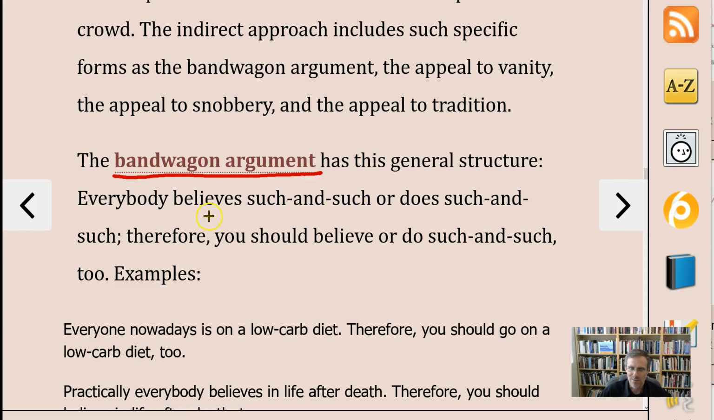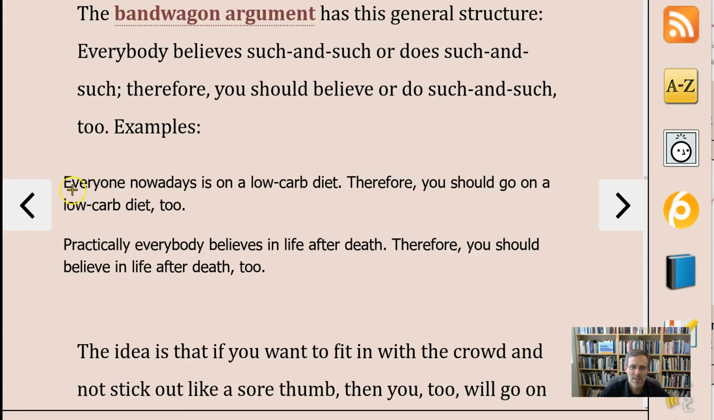The bandwagon argument proceeds by someone saying, well, everyone else, that's the rest of the crowd, right, believes such and such. Don't you think that you ought to believe such and such as well? He gives a few examples here. Everyone nowadays is on a low-carb diet, right? This is the group as a whole. You, as a member of the group, don't you think you should accept the low-carb diet as the best way to go as well?